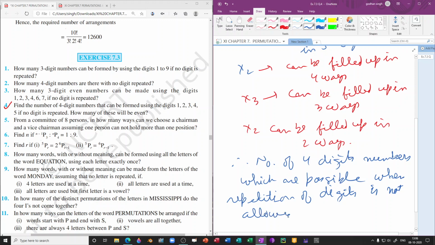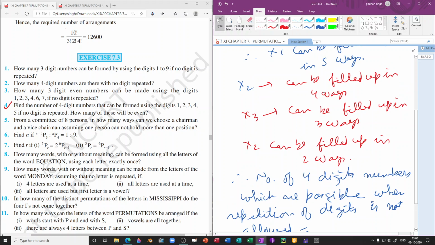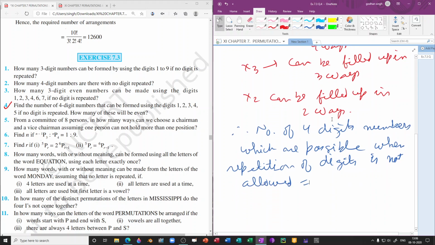will be equal to, in how many ways can we fill up each place? 5 ways, 4 ways, 3 ways, and 2 ways. So by the fundamental principle of counting, we simply multiply them, 5 into 4 into 3 into 2. 5 into 4 is 20, 20 into 3 is 60, 60 into 2 is 120. So there are 120 numbers which are possible under the given condition. Now we have to check how many of these will be even. So going for the second part.